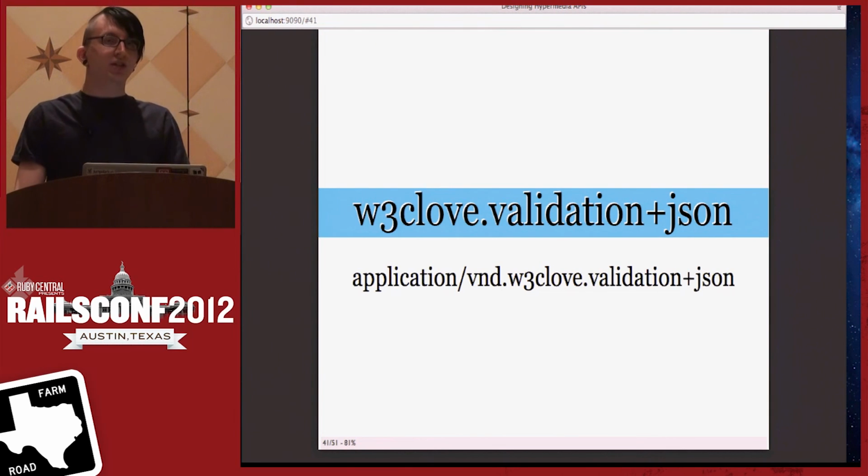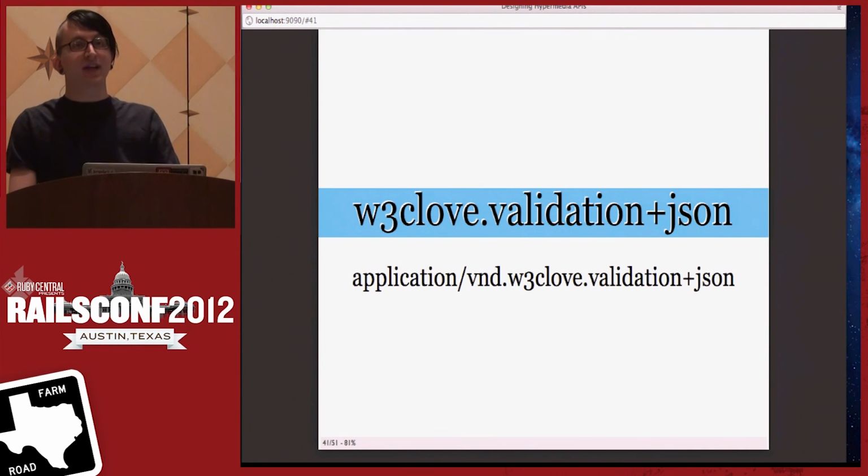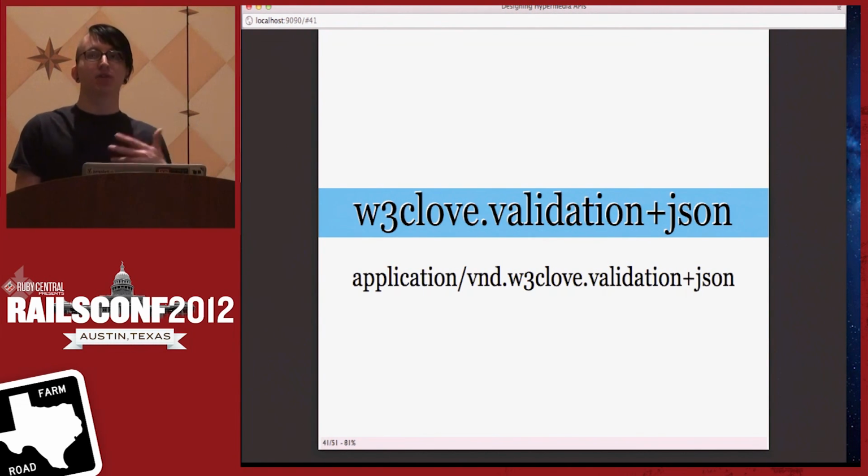So the +JSON on the end means, hey, if you don't understand the semantics, you can process this as JSON and it will still work. We're adding semantics on top, +JSON. The vnd.w3clove is a vendor prefix. So when we're building a specific type just for us for now, we do the vnd. and then our organization name to show that it's namespaced under our organization.